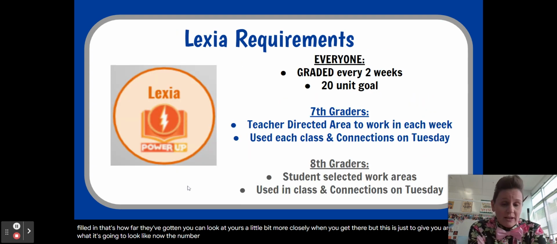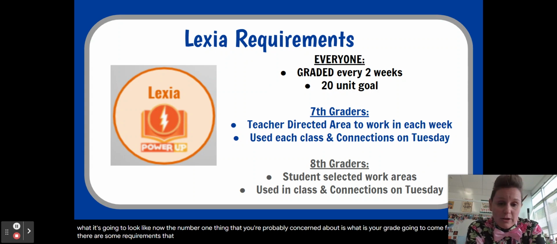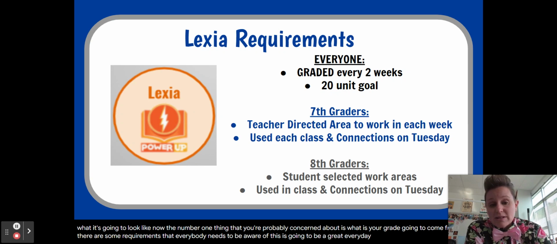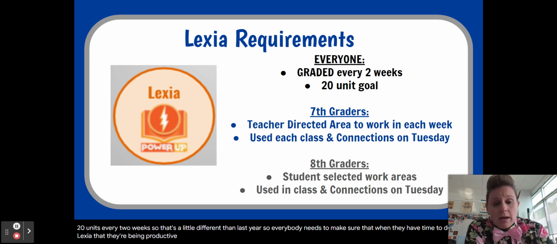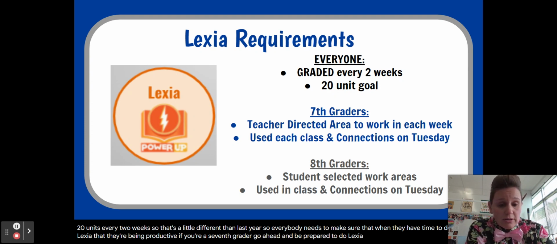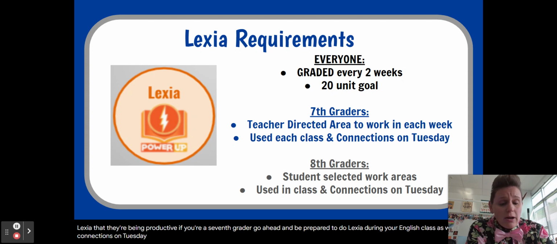Now, the number one thing that you're probably concerned about is where your grade is going to come from. So there are some requirements that everybody needs to be aware of. This is going to be a grade every 2 weeks in your English classroom. There's a goal of 20 units every 2 weeks. So that's a little different than last year. So everybody needs to make sure that when they have time to do their Lexia, that they're being productive. If you're a 7th grader, go ahead and be prepared to do Lexia during your English class as well as Connections on Tuesday. And also be prepared for your teacher to tell you which area they want you to focus on for each week. So they might say comprehension only this week, or maybe word study. It's going to be at their discretion.